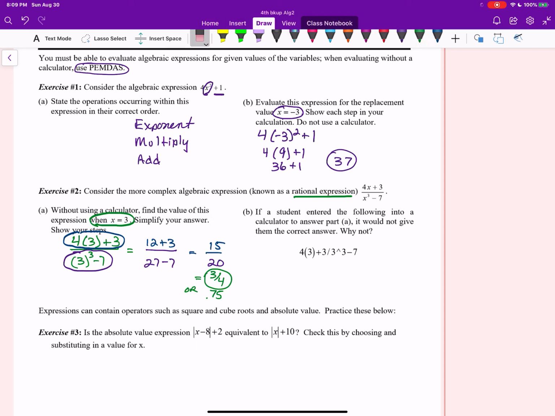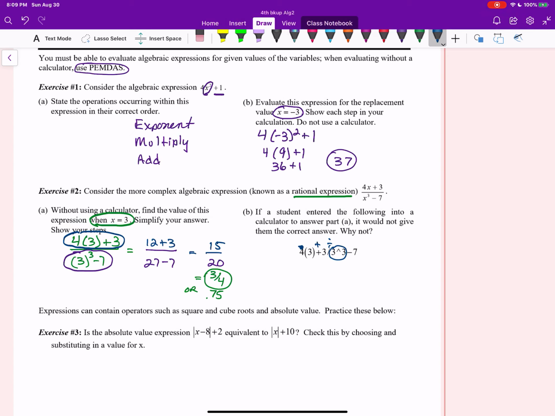Part B asks us, if a student entered the following into the calculator, would it give them the correct answer? Why or why not? Rather, why not? Well, let's see. The calculator would follow the order of operations. So in this expression, we have multiplication, then addition, we have division here. Oh, we have the power, so this would be done first. And then we have subtraction.